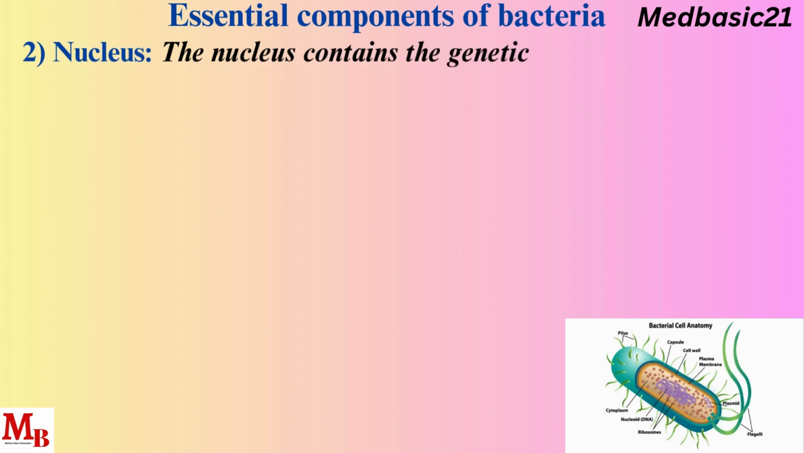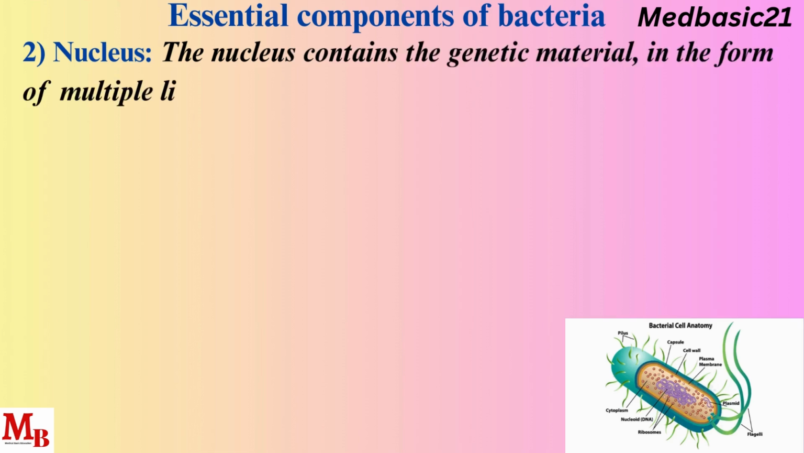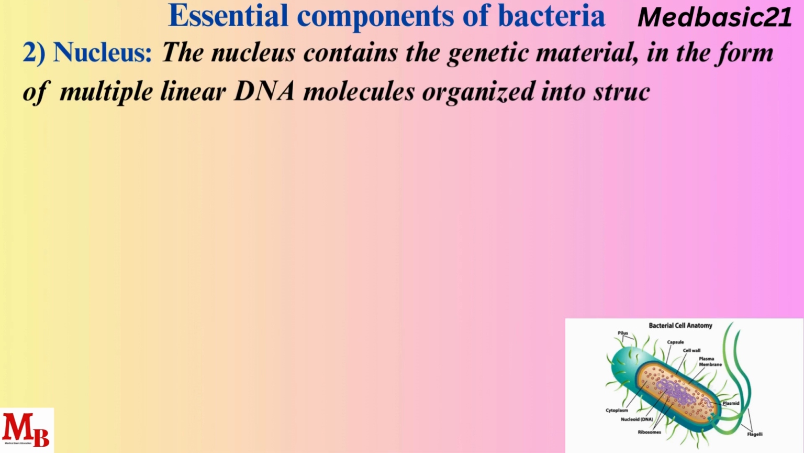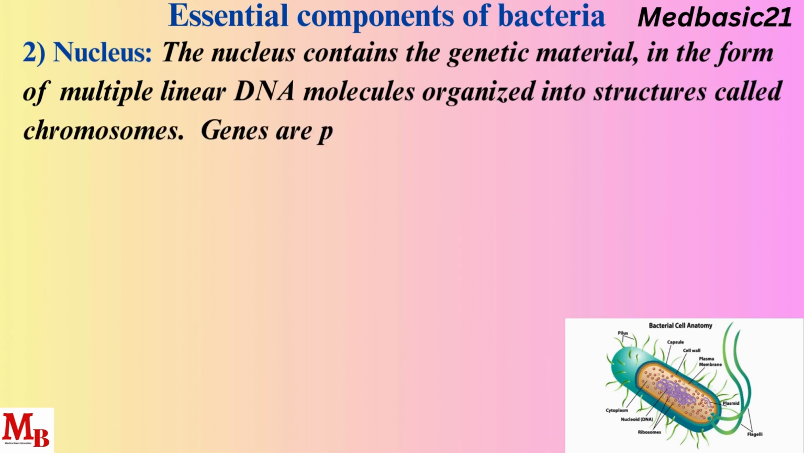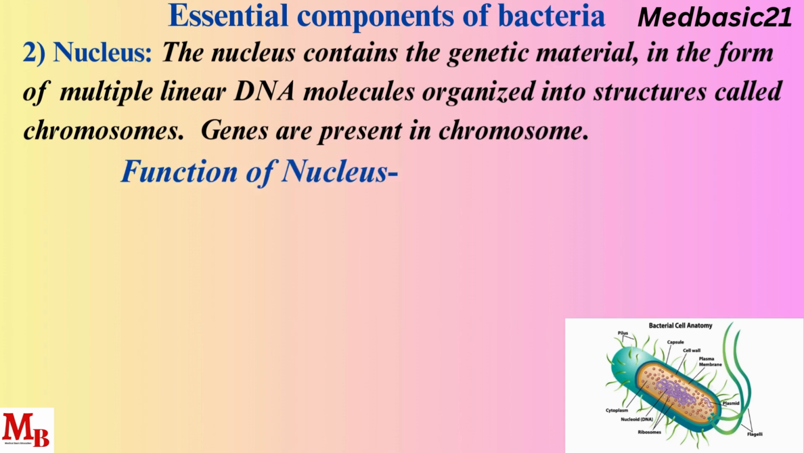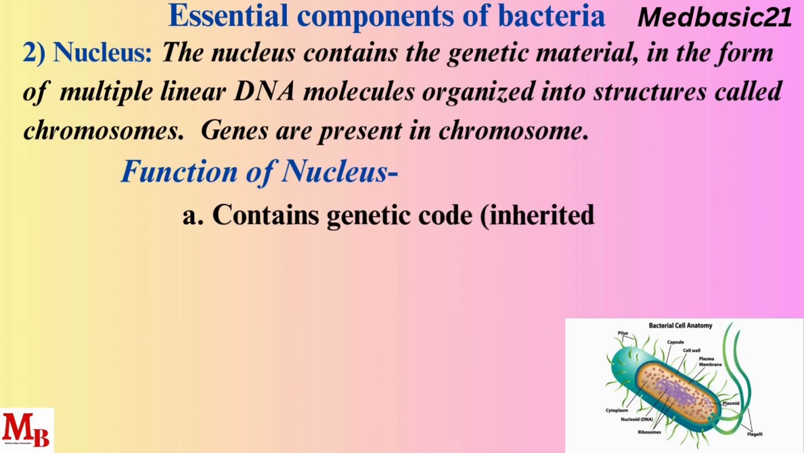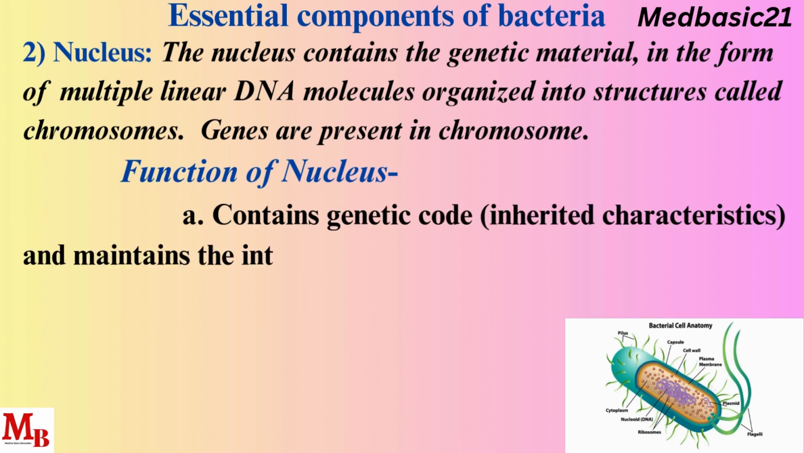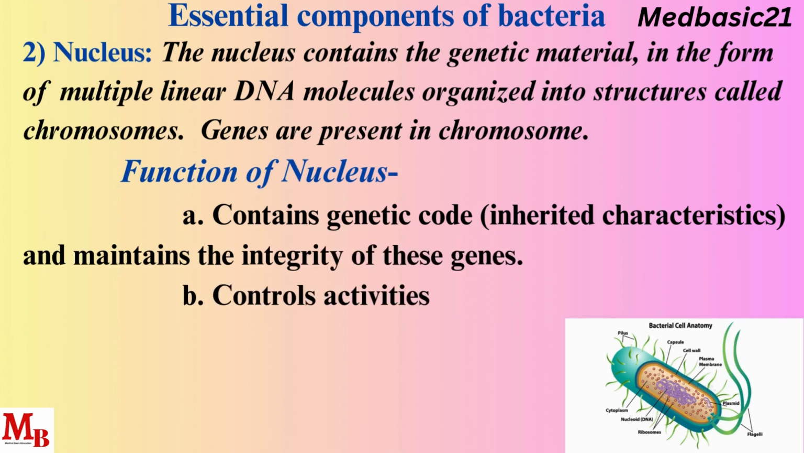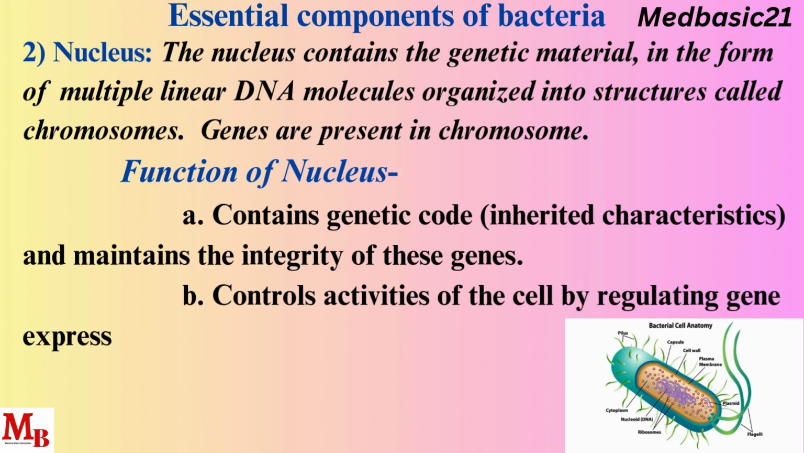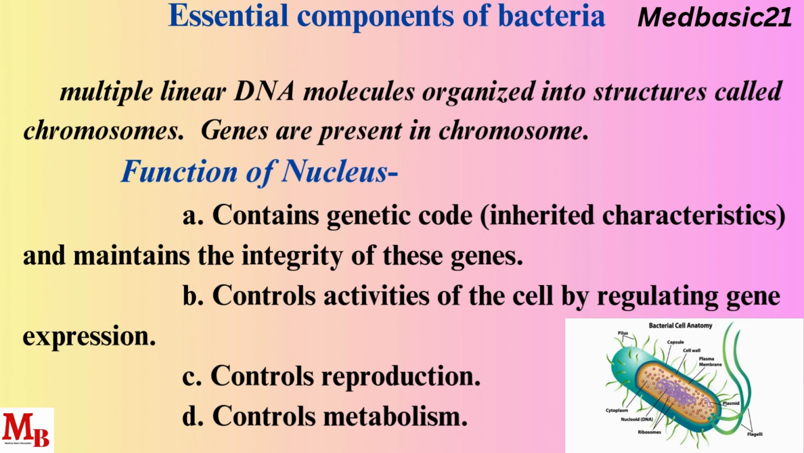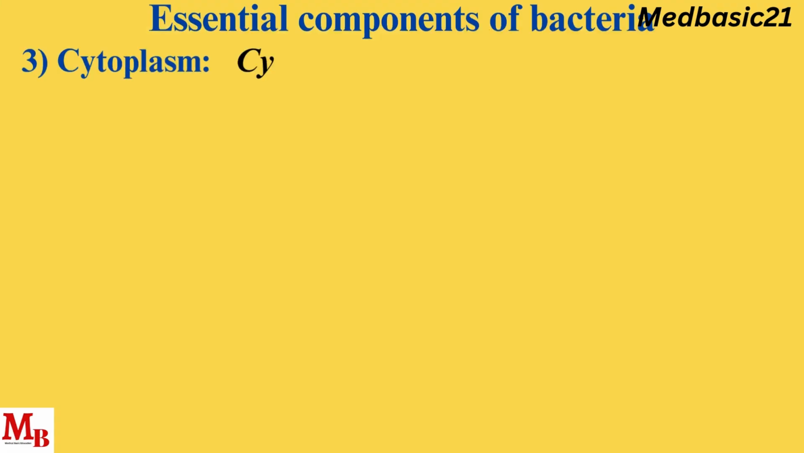Nucleus. The nucleus contains the genetic material, in the form of multiple linear DNA molecules organized into structures called chromosomes. Genes are present in chromosome. Function of nucleus. Contains genetic code, inherited characteristics, and maintains the integrity of these genes. It controls activities of the cell by regulating gene expression. Controls reproduction. Controls metabolism.